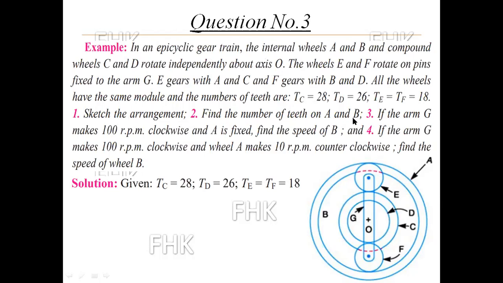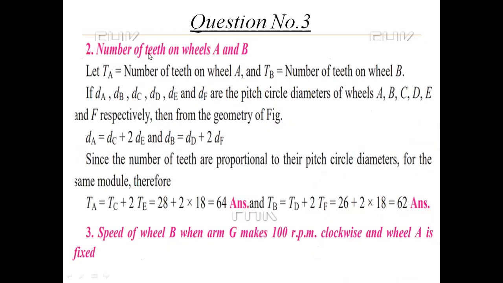Second, find the number of teeth on A and B. Third, if the arm G makes 100 RPM clockwise and A is fixed, find the speed of B. And fourth and last one is, if the arm G makes 100 RPM clockwise and wheel A makes 10 RPM counterclockwise, find the speed of B. Both times you have to find the speed of B, but the input given condition is different. So the number of teeth given in the problem statement is written here.